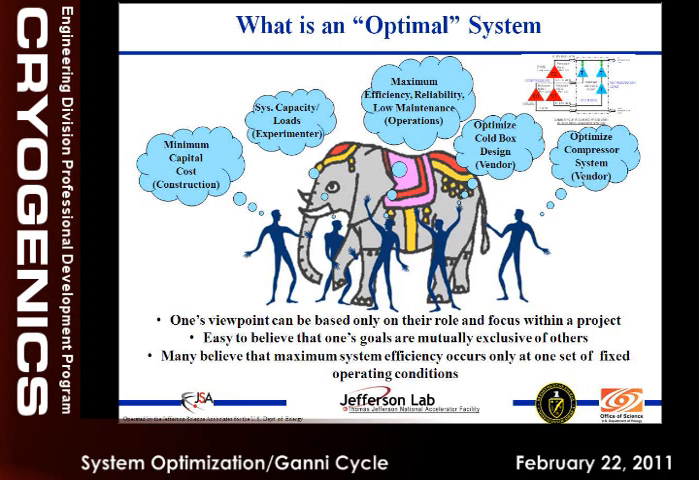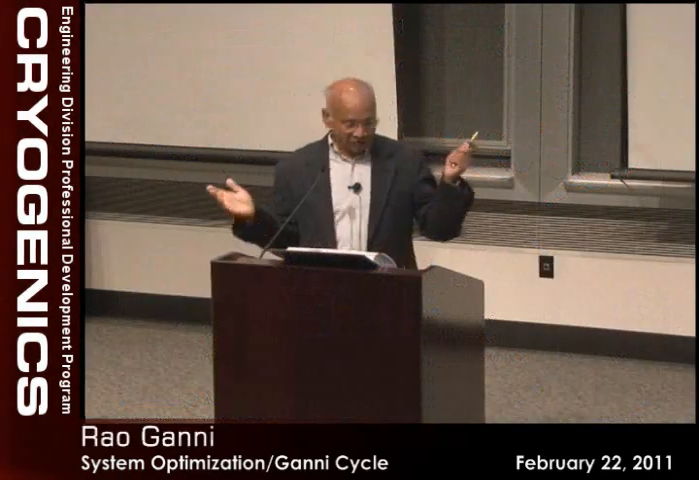So in looking at an optimum system, if you ask project management culture, they will tell you, minimize my costs, and they will worry about the rest later. If you ask the user, they say, I want the max capacity, I don't care where you are. The cold box guy says, I'm going to optimize my cold box. The compressor guy says, I'm going to optimize mine. The operator says, I need to minimize my operations cost and report on this. So everybody has different goals. They're not exclusive of each other. They're all inclusive, and it depends upon how wide you open your vision at the start of the project. That's all I've got.